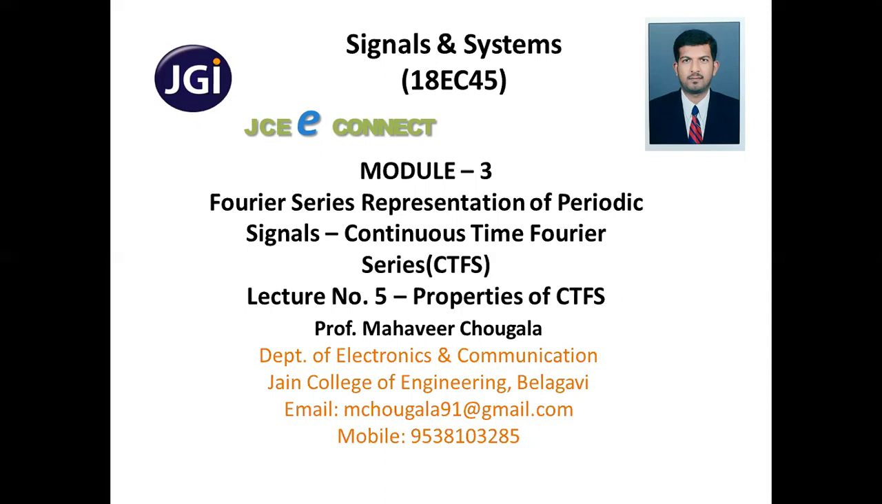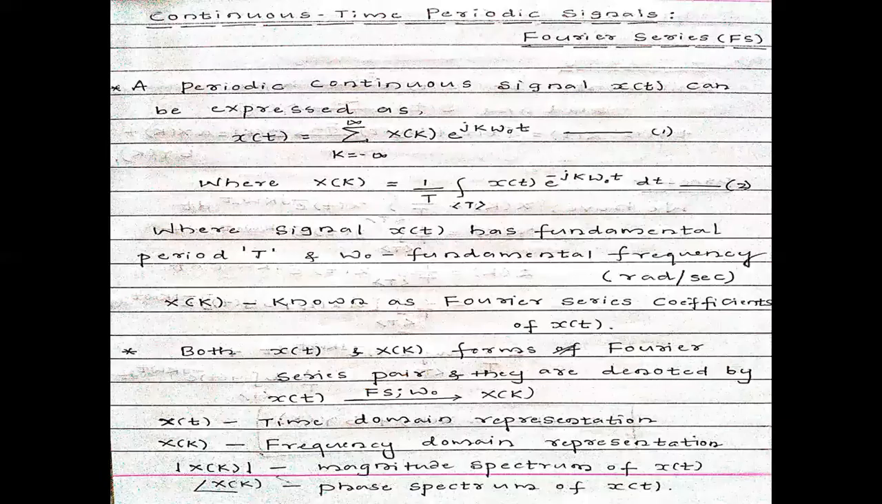Before we start discussing the properties of the continuous time Fourier series, let us discuss a few points which we studied in the previous lecture, that is, the Fourier series representation for periodic signals. We have different types of transformation, that is, transformation of one domain to another, mainly from time domain to frequency domain, time domain to Z domain, which is the Z transform, and time domain to S domain, which is done using the Laplace transform.